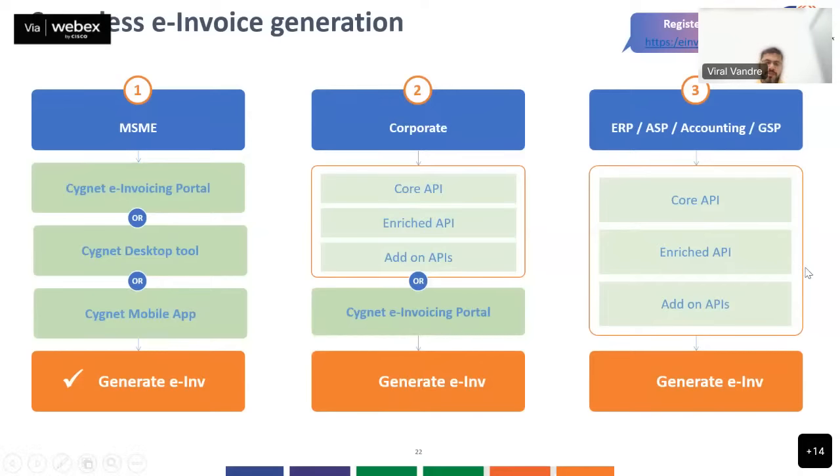As an MSME, you can access our online e-invoicing portal. You can download our desktop tool, register through it, and generate the e-invoices, and we have a mobile app that takes care of it. As a corporate, we have seamless integration capability with our core APIs, an enriched set of APIs, and certain add-on APIs, which will help you to seamlessly integrate your end systems to the Signet IRP. Similarly, for ERPs and GSPs, you can use all our core APIs, enrich APIs, and add-on APIs to generate the e-invoices for your taxpayers.